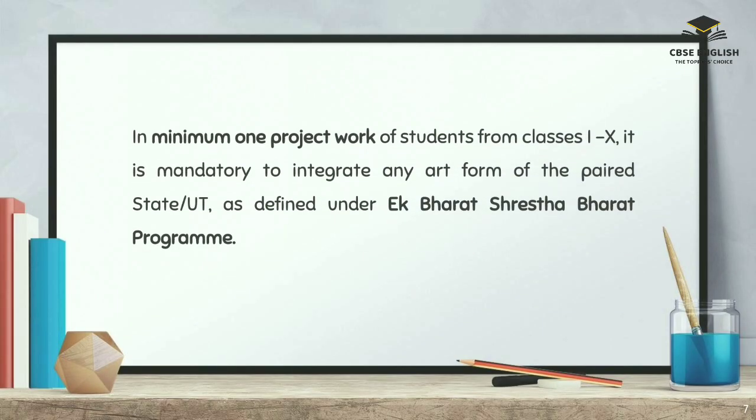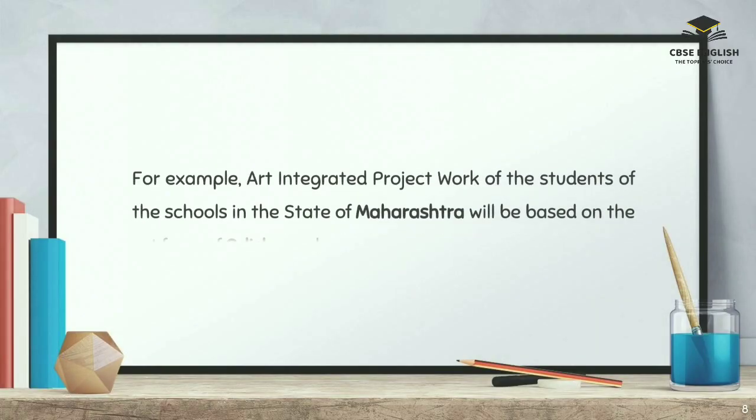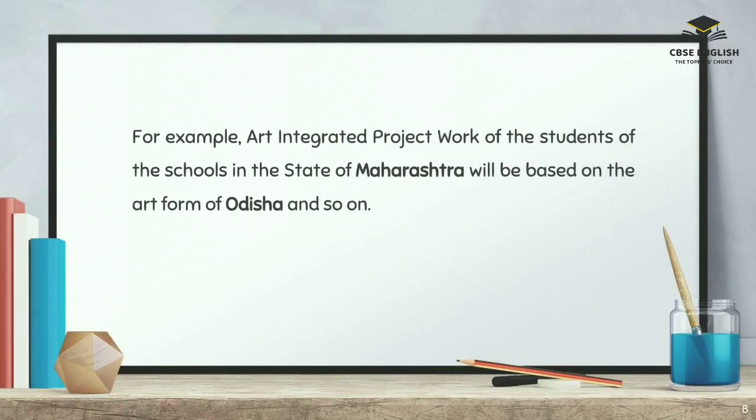In minimum one project work of students from classes 1 to 10, it is mandatory to integrate any art form of the paired state or union territory as defined under Ek Bharat Shreshtha Bharat program. For example, art integrated project work of the students of the schools in the state of Maharashtra will be based on the art form of Odisha and so on.